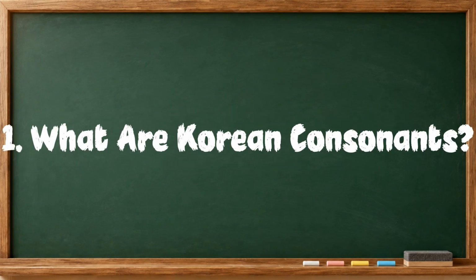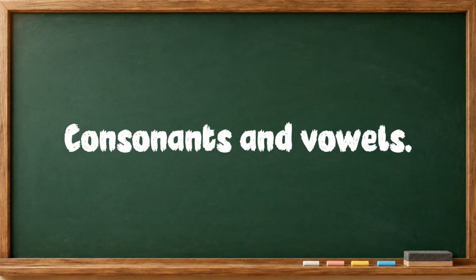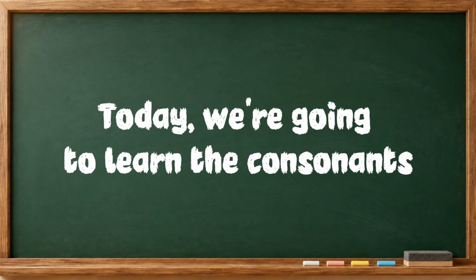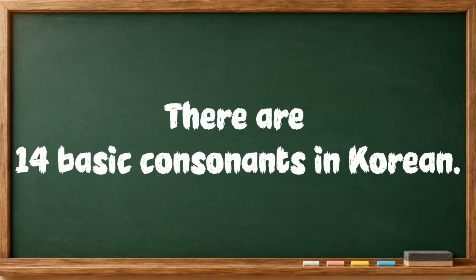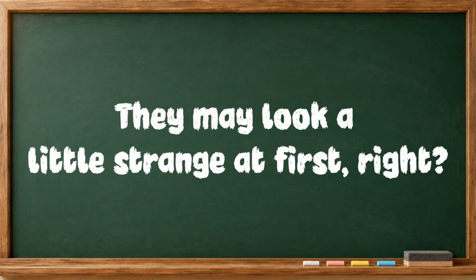1. What are Korean consonants? First, Korean has two basic types of letters, consonants and vowels. Today, we're going to learn the consonants. There are 14 basic consonants in Korean. Let's take a look at all of them. They may look a little strange at first, right?